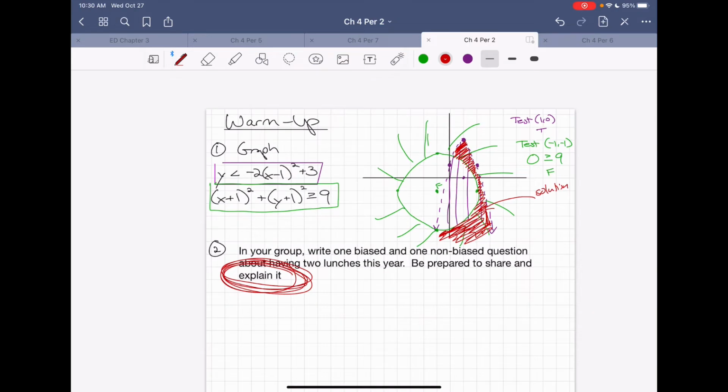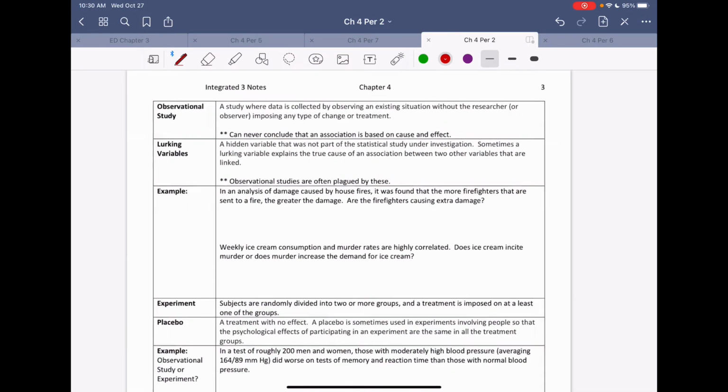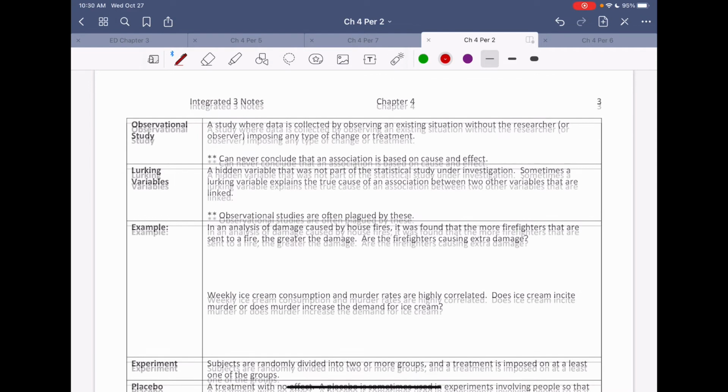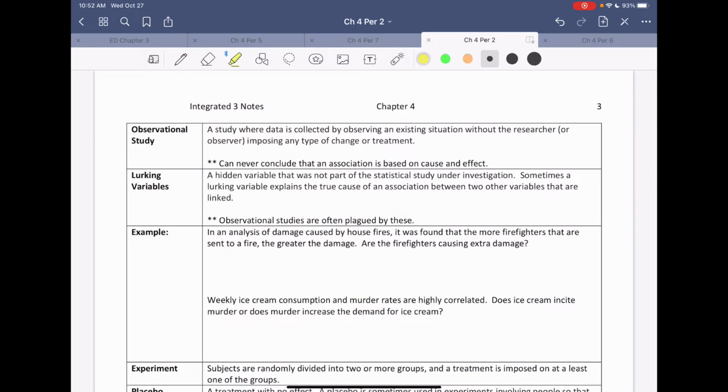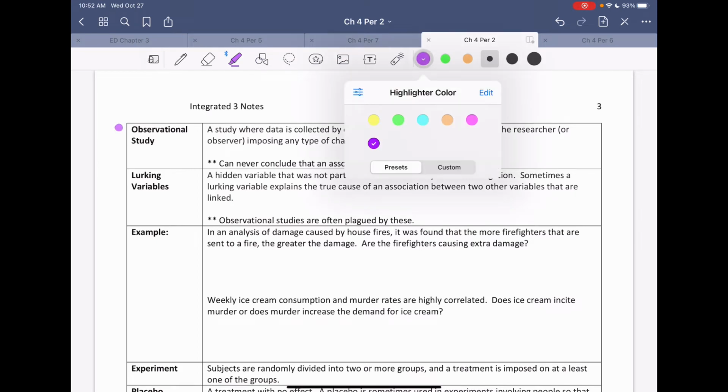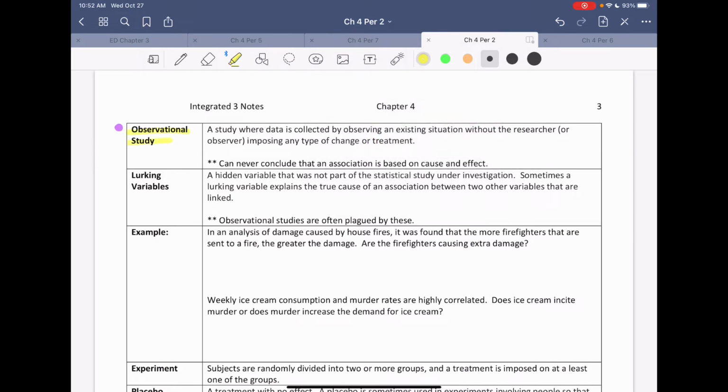Okay, for our notes today, we are on page 3. We're going to talk about observational study. So observational study, this is a vocab word you're going to need to be able to use and know. It is a study where data is collected by observing an existing situation without the researcher or observer imposing any type of change or treatment. So you're just watching something that's already happening.